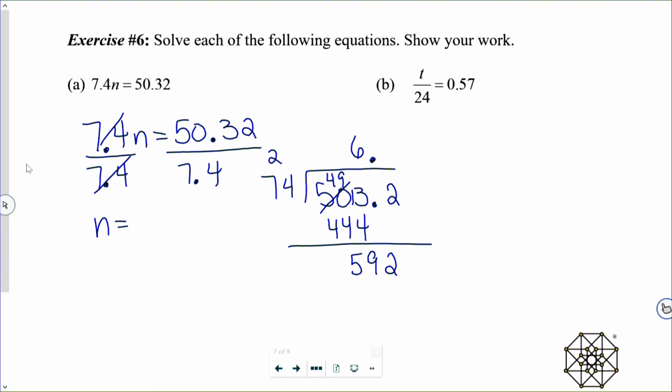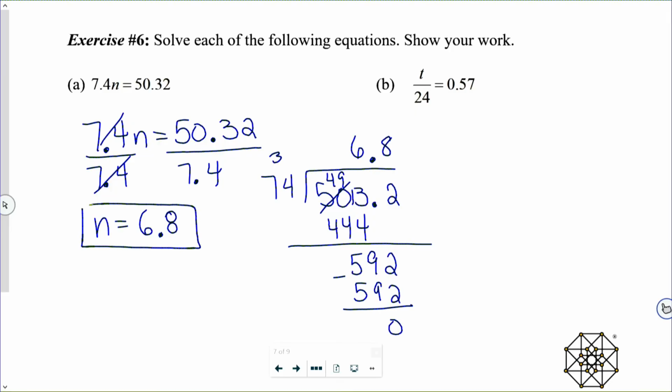So now I have to think about how many times 74 goes into 592. Pretty sure it's 8, but let me check. 8 times 4 is 32. Carry the 3. 8 times 7 is 56, plus another 3 is 59. Subtract and get 0. So after all is said and done, right, n is 6.8.